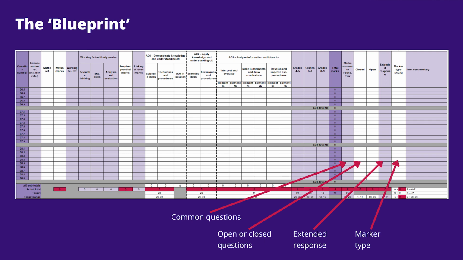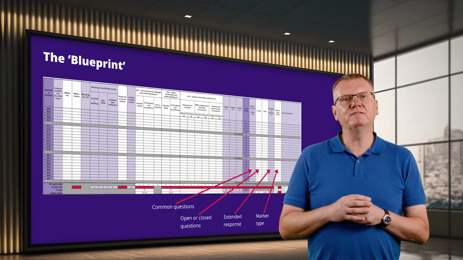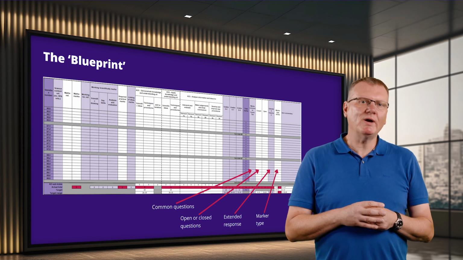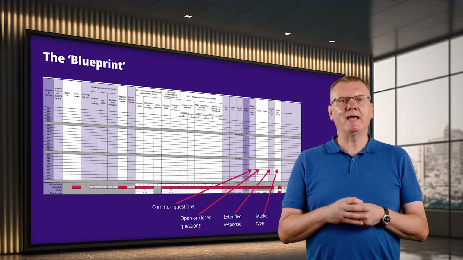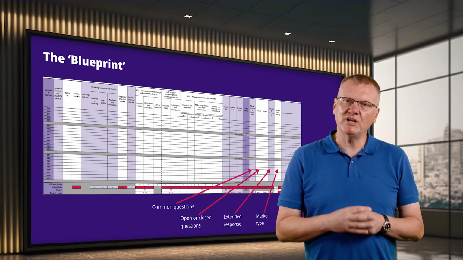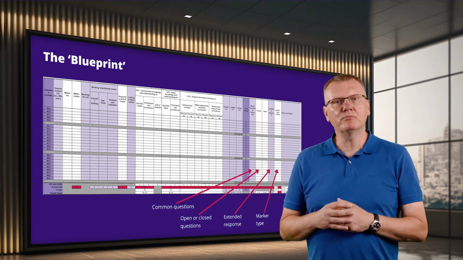The last columns are for internal use, identifying the type of marker for each item. Multiple choice questions are auto-marked, where the responses are keyed in and marked by a computer. General mark questions are fill in the gaps or linking line questions that require no expert knowledge. The majority of each paper is expert marked, where subject specialists are used in the marking process.